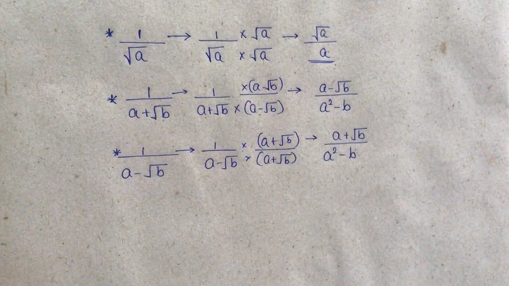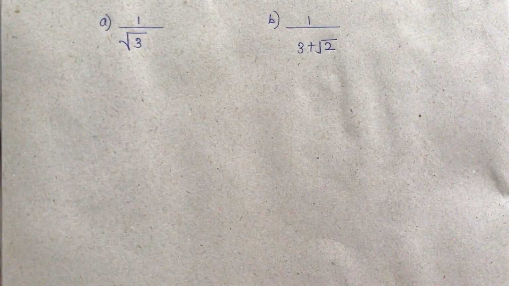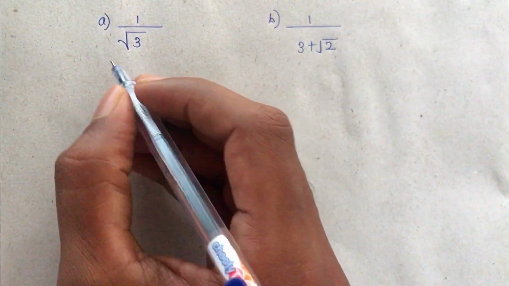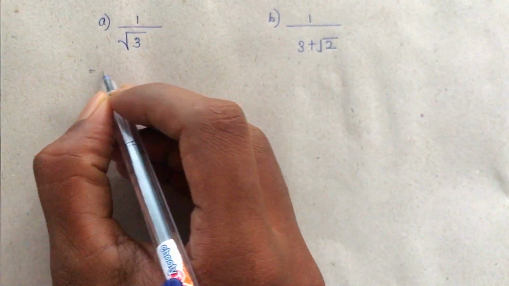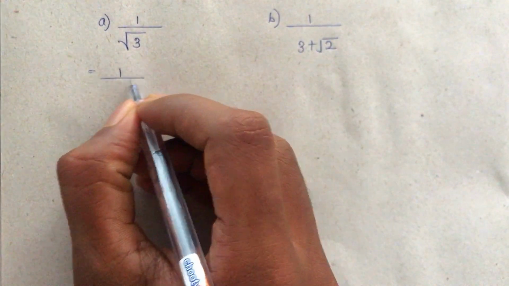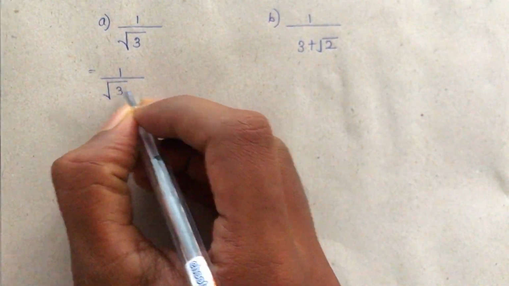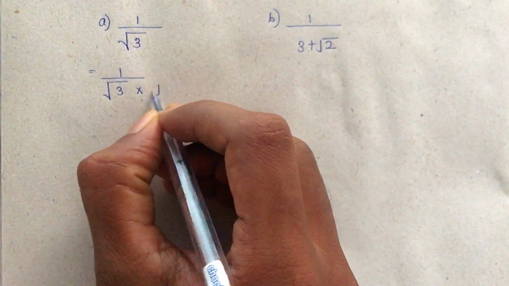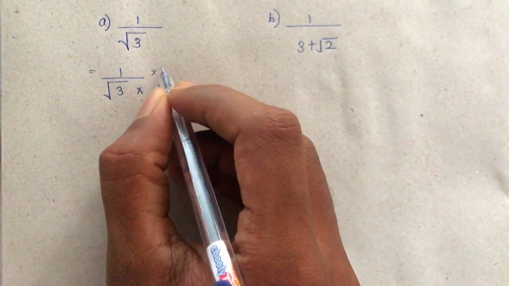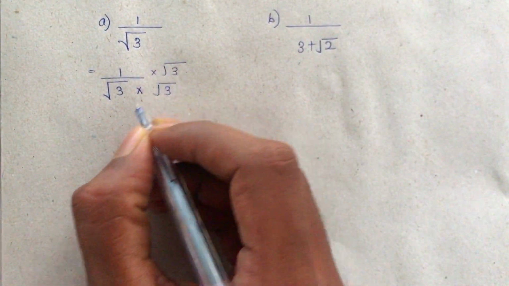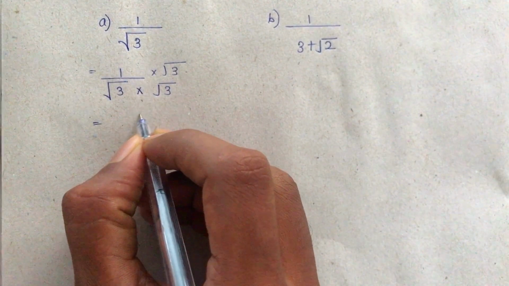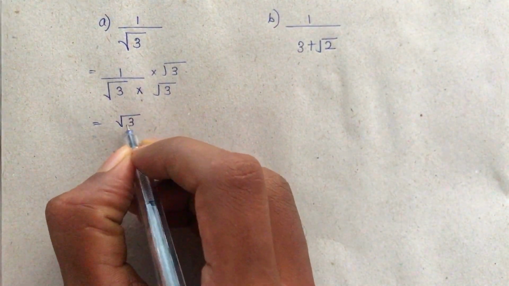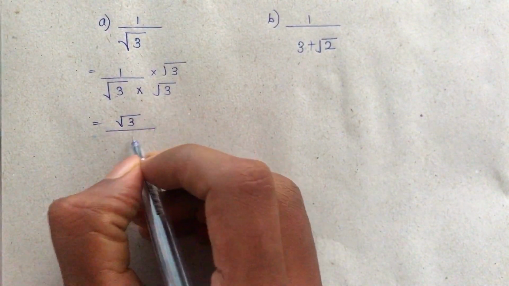Then let's move to some examples. The first one is 1 over square root 3. You need to rationalize the denominator. Then you need to multiply by square root 3 in top and bottom. Then you will get square root 3 over 3. Yes, this is the rationalized denominator.